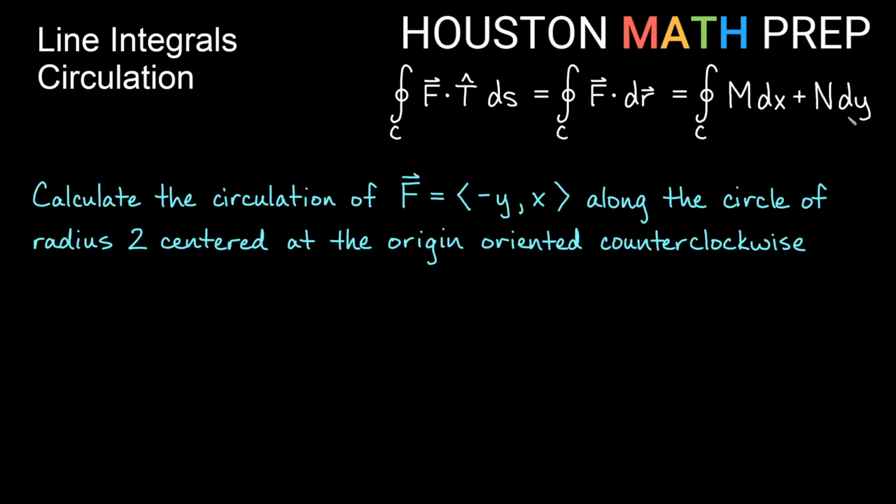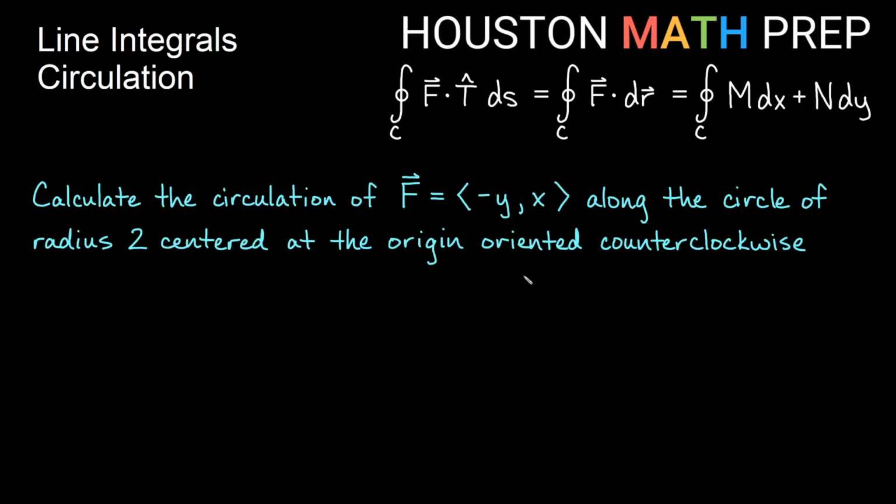I'm going to go ahead and use the differential notation. Remember, this integral over the closed curve f dot t ds is the same as this integral over the closed curve f dot dr, and that's the same as the integral of M dx plus N dy. I'm going to think of it in terms of M dx plus N dy. Remember, the first thing you want to do is parameterize your curve. So we'll think about the circle with radius 2 centered at the origin, oriented counterclockwise.